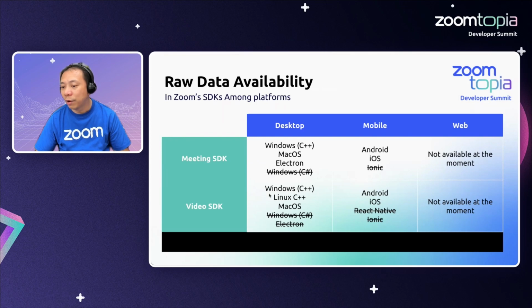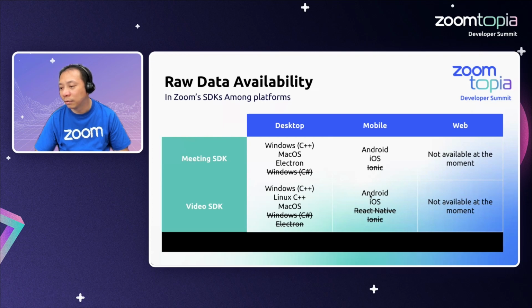For the Video SDK, we have Windows C++ and the newly announced Linux C++, which we just announced in the keynote. It will be GA soon, so you will have access to raw data from the Linux C++ SDK as well. For macOS, you will have the Zoom raw data API supported. Unfortunately, for C# and Electron on the Video SDK, currently we don't have raw data supported. Mobile, for Android and iOS, you will have raw data on the Video SDK.